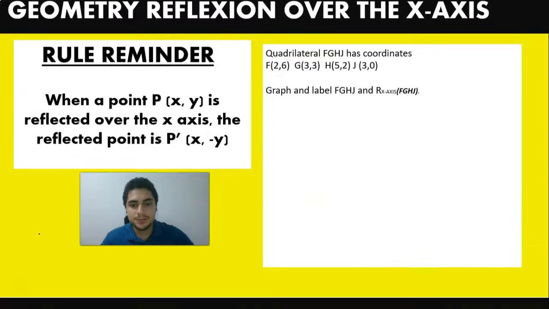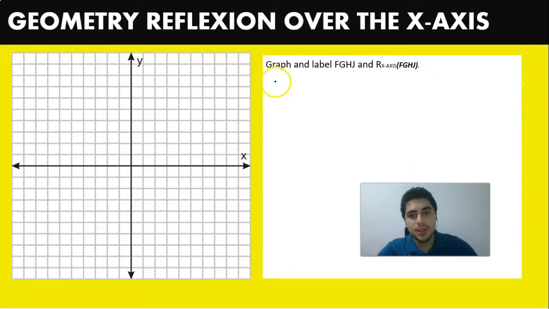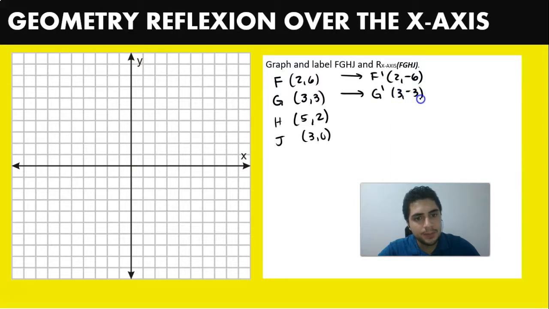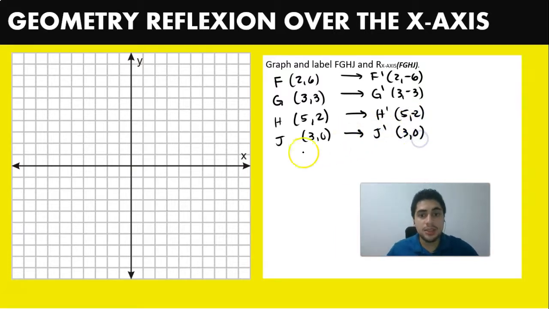So we have the initial points: F, which is (2, 6), G, which is (3, 3), H, which is (5, 2), and J, which is (3, 0). We also know that our new points are going to be F' (2, -6), G' (3, -3), H' (5, -2), and J' (3, 0). So now let's graph them.